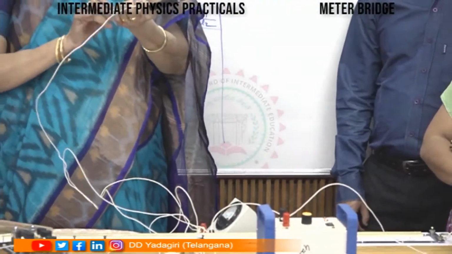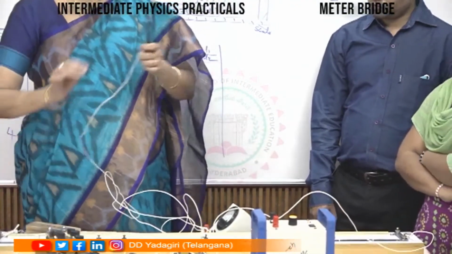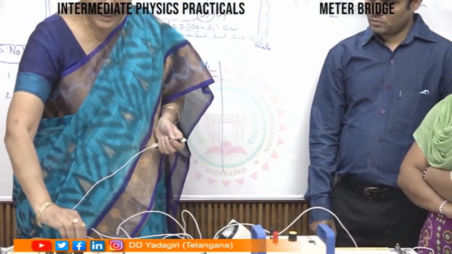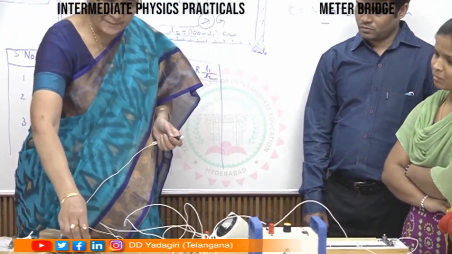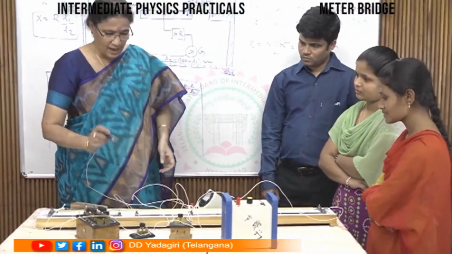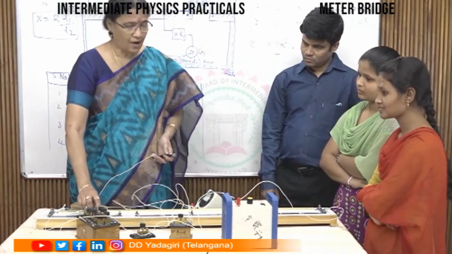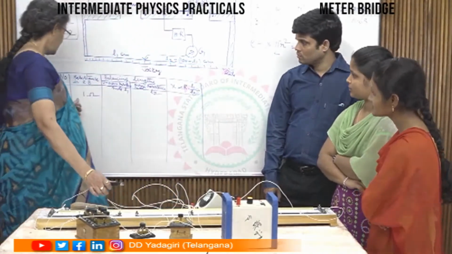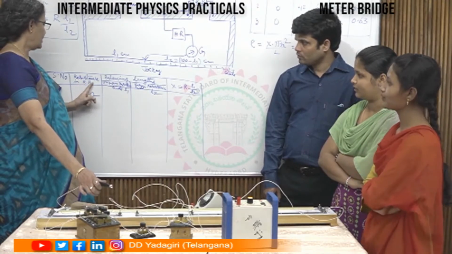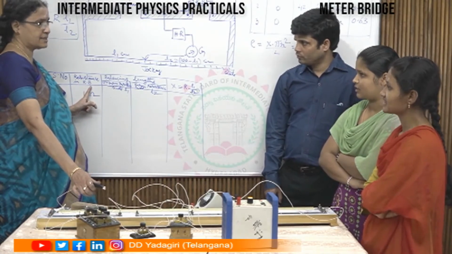Now all the connections are done. Now we have to do the experiment. Just check whether all these plugs are tight or not. Now everything is ready. After that, you just take out 1 ohm. That means we are starting our experiment with 1 ohm. This is the resistance box.